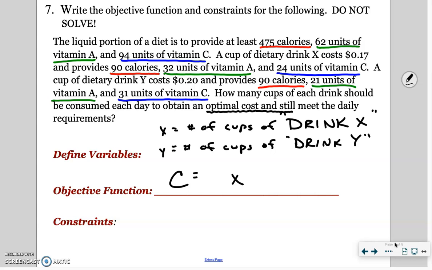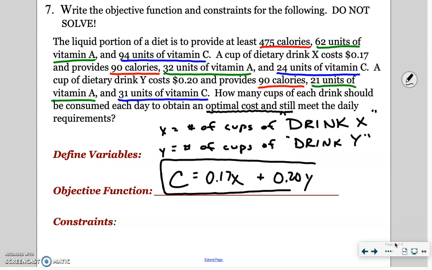But we do know that each one is going to cost us 17 cents. Similarly, we don't know how many cups of drink Y we are going to consume, but we do know that each is going to cost 20 cents. So when we're creating the objective function, there it is. Now for our problem, number 7, all we have to do is create the objective function. We aren't actually going to use it.